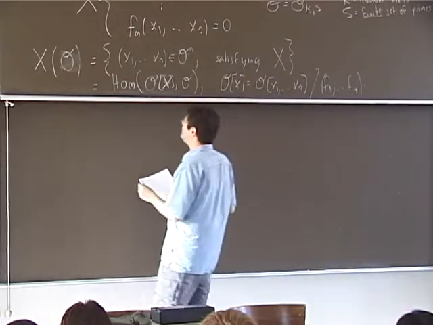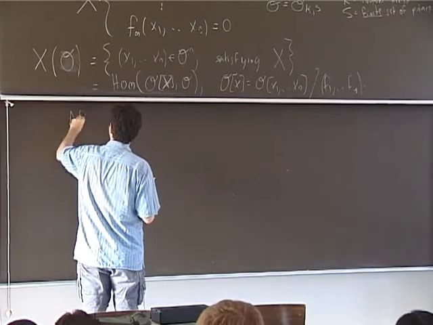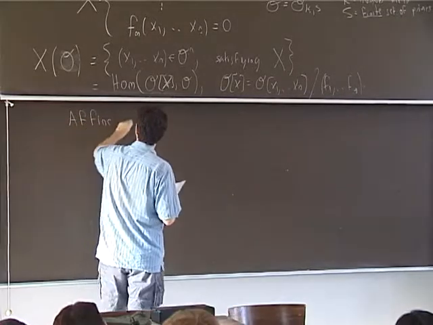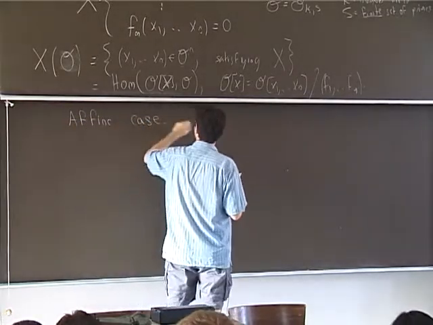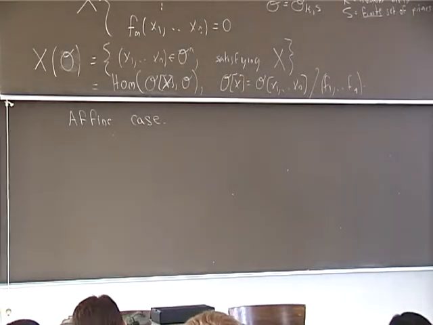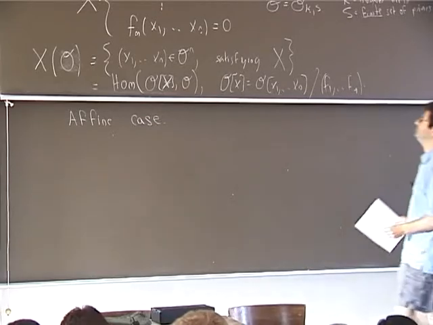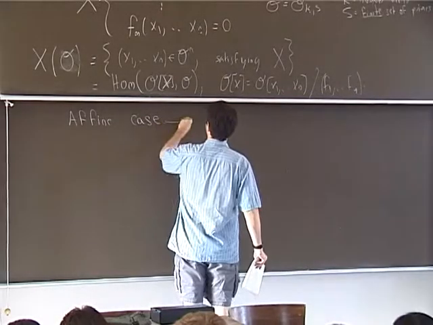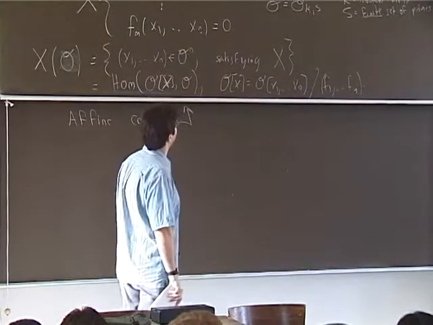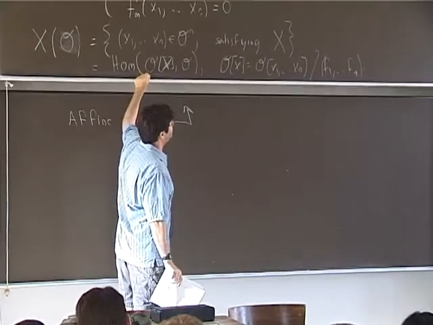So this system of equations represents the affine case, where we study simultaneous systems of polynomial equations. What I described here on this board is the case of affine equations.